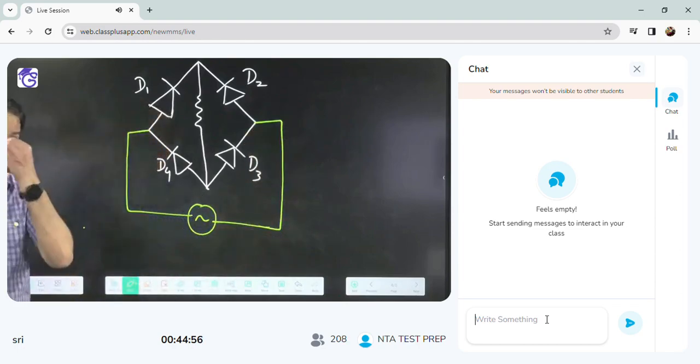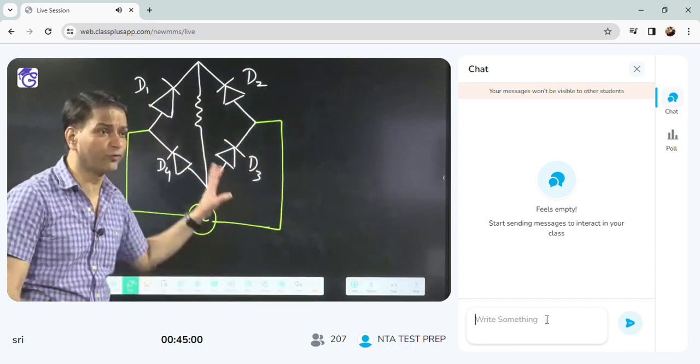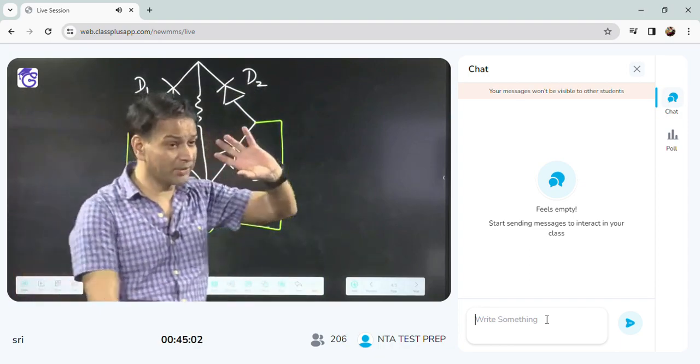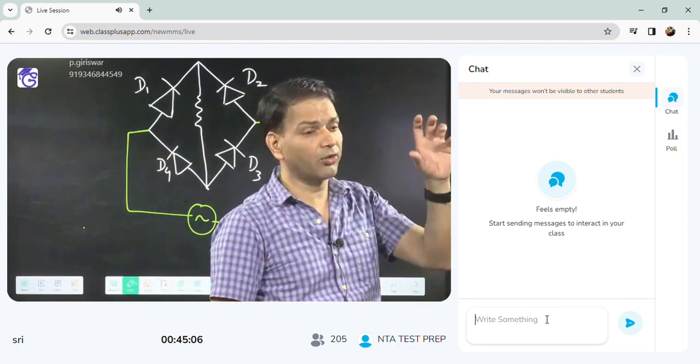Okay, so this is a full-wave bridge rectifier circuit. How many diodes are we using? 4 diodes. It is like a Wheatstone bridge, but how can you remember how we have connected the diodes?